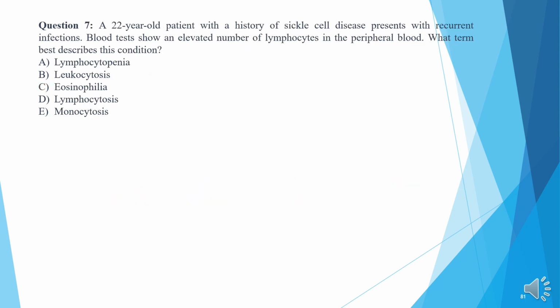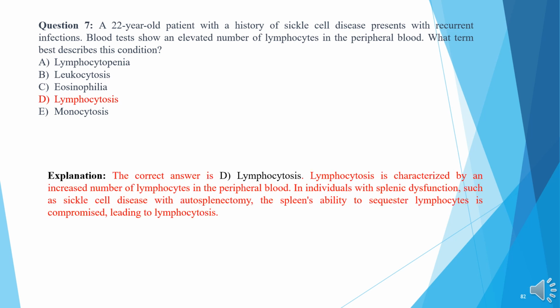Question 7. A 22-year-old patient with a history of sickle cell disease presents with recurrent infections. Blood tests show an elevated number of lymphocytes in the peripheral blood. What term best describes this condition? A. Lymphocytopenia. B. Leukocytosis. C. Eosinophilia. D. Lymphocytosis. E. Monocytosis. The answer is D. Lymphocytosis.